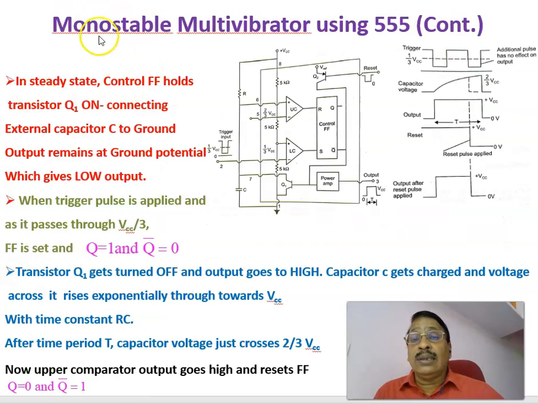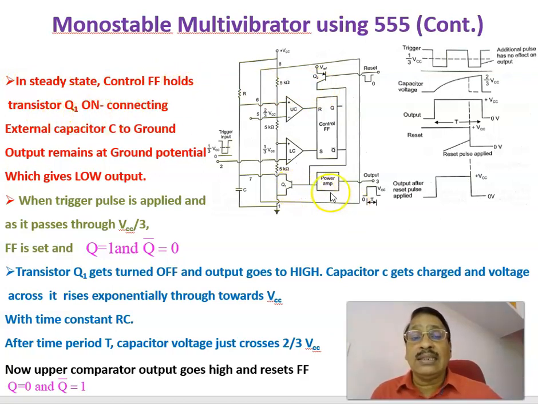Now let us see the working of a monostable multivibrator circuit using the 555 circuit. This is a functional block diagram which I already explained. Externally, you are connecting a resistance R and a capacitor C. This is pin number 6 and pin number 7, the discharge pin, and this is the threshold pin. They are both shorted, and the triggering signal is applied here.